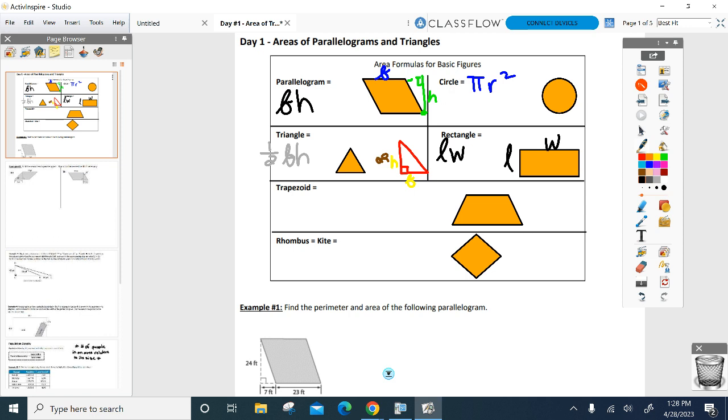Trapezoid? Seventh period kind of put it together. Anybody know anything about the trap? No, Nick? Base 1 plus base 2 divided by 2 times the height. Look at you, not bad.